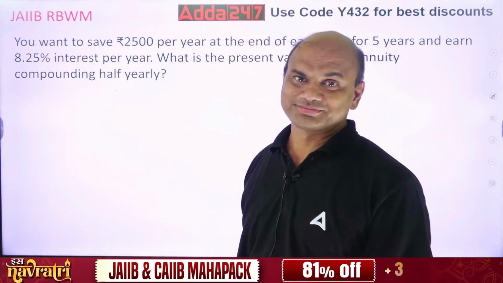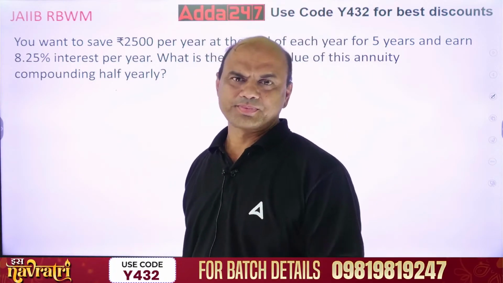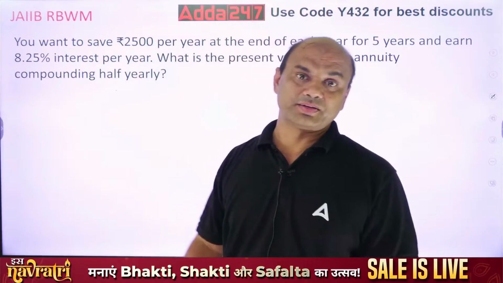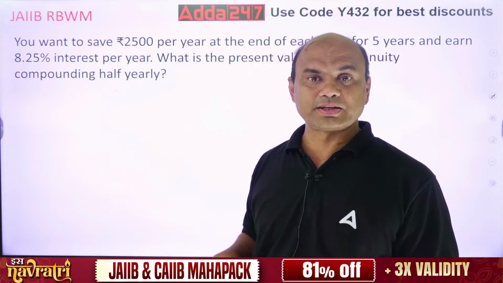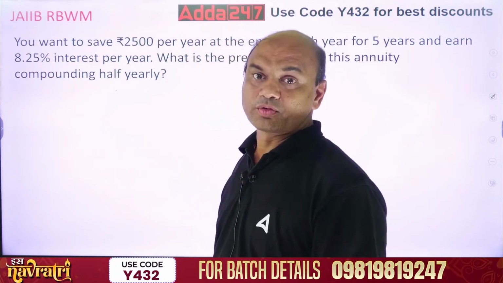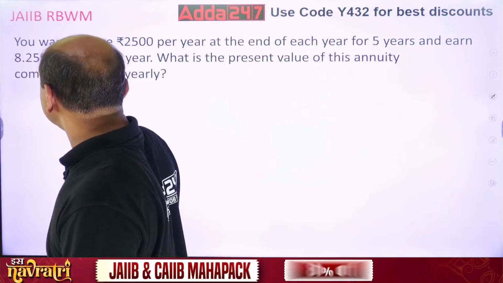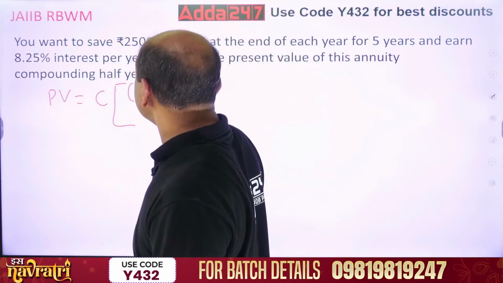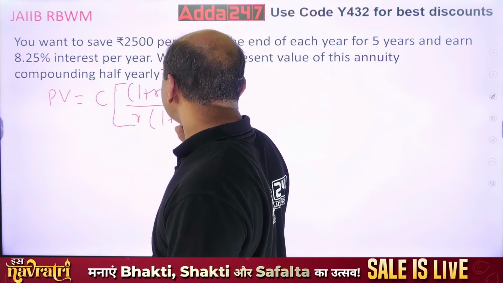Time value of money. Very difficult one. Frankly, it's very difficult. You have to find out the present value of this annuity compounding half yearly. Now this question is there in your AFM also, accounts and financial management, and RBWM also. What is the formula for present value? Formula for PV is like this: PV equals C into (1 plus R raised to n minus 1) the whole upon R (1 plus R) raised to n.